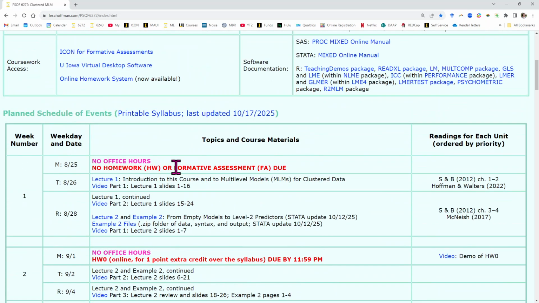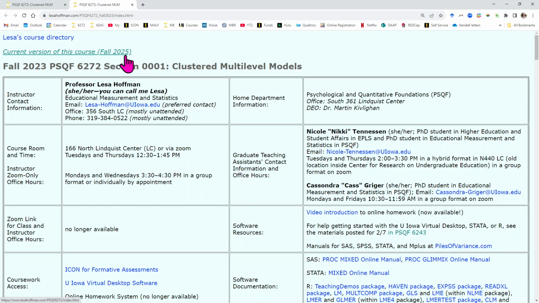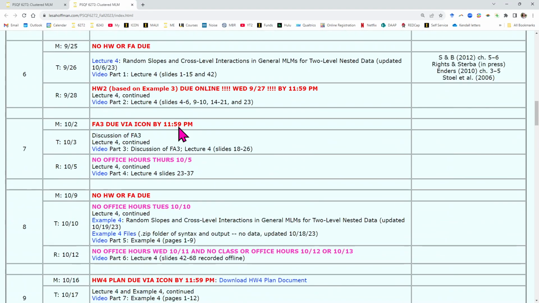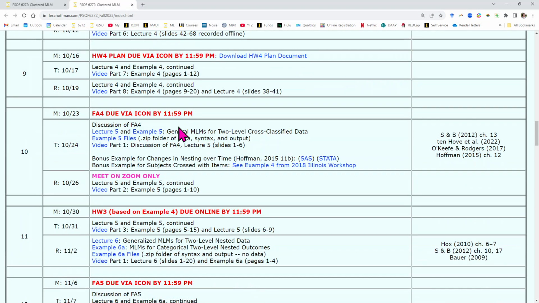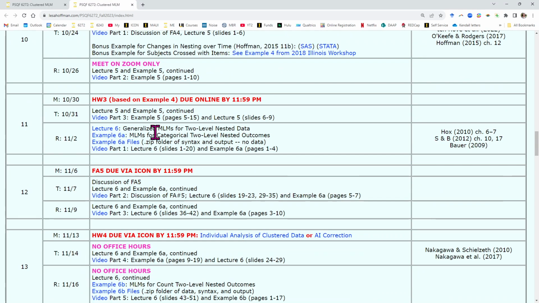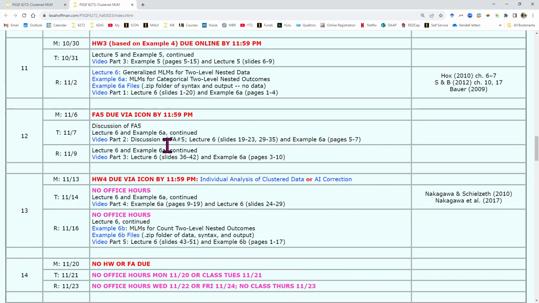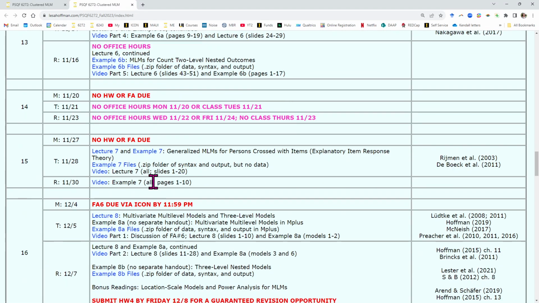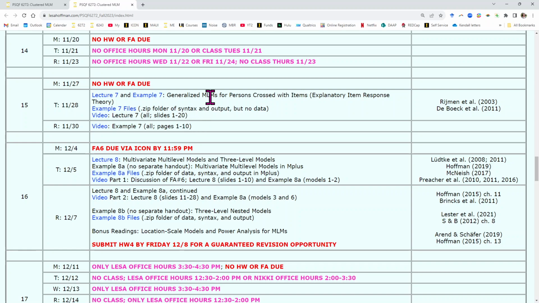Stuff from last year, just to remind folks, and I've pointed this out to those of you for whom it's relevant, but I always keep the last version of the class active too. It just has a different link. Things that we got to last time that we're not getting to this time, so that I could make room for the presentations, was generalized models. So lecture 6 and example 6A is for categorical outcomes. 6B is for counts, if I remember correctly, yep. Then we also had a unit on generalized models that are crossed as well, because that is explanatory item response theory. So I snuck that into the clustered class last time because there wasn't a good place for it.